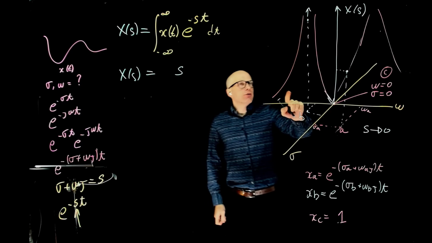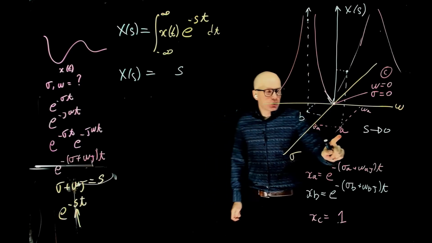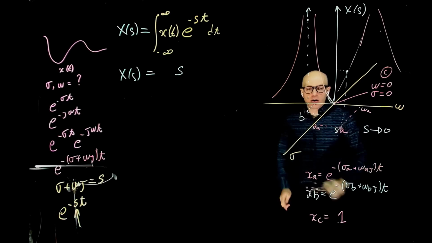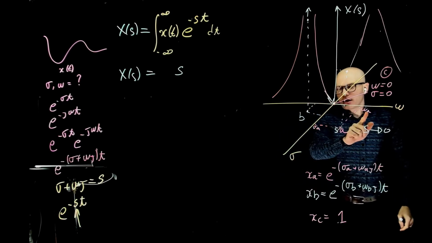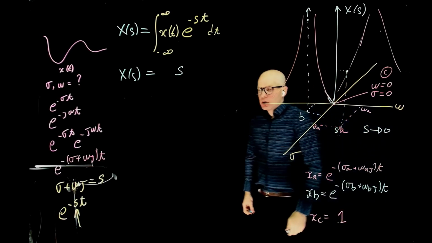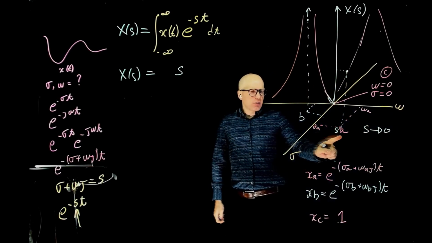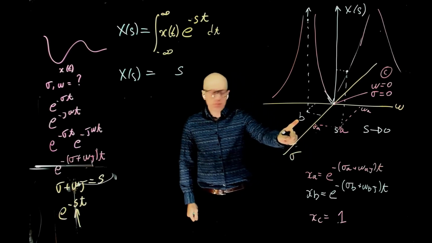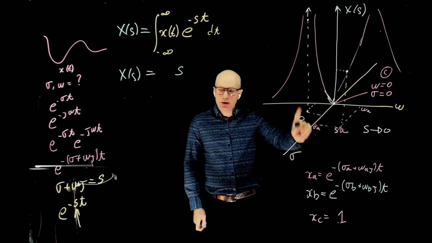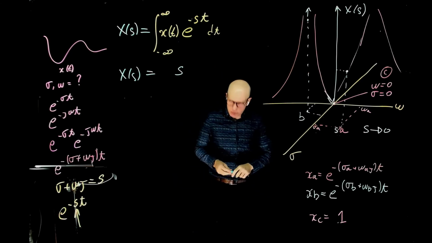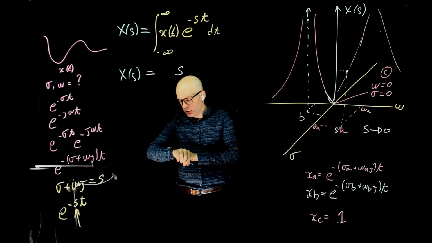But we also need our function to go to infinity when we approach point B, sigma B and omega B. Excuse me, it was point B. When you approach sigma B and omega B, the function must go to infinity. How do we make this go to infinity when you approach that point? Any guesses how to compose that function?